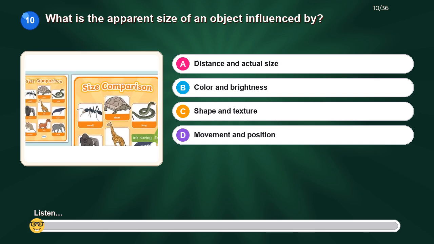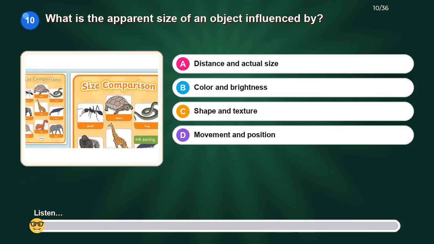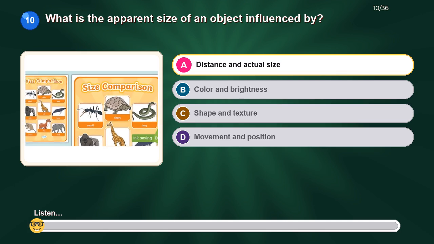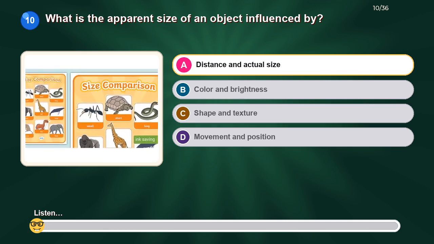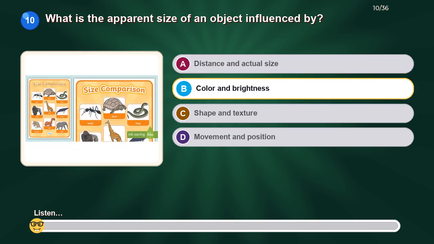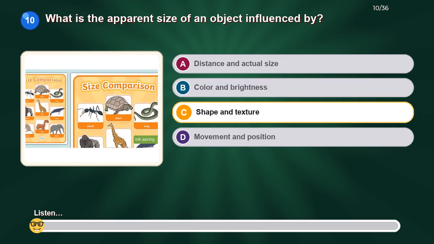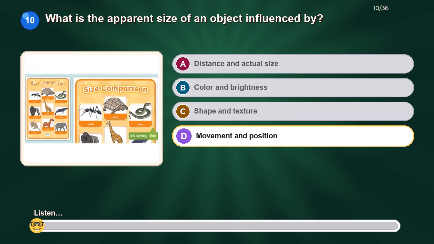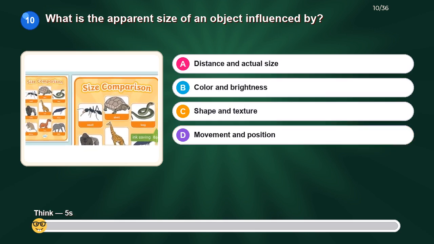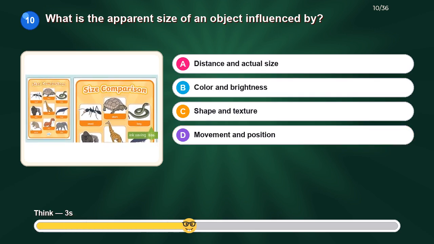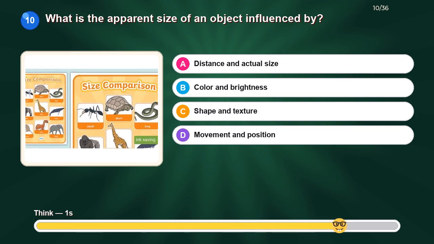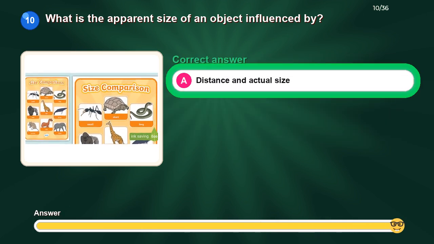What is the apparent size of an object influenced by? Option A. Distance and actual size. Option B. Color and brightness. Option C. Shape and texture. Option D. Movement and position. The correct answer is distance and actual size.